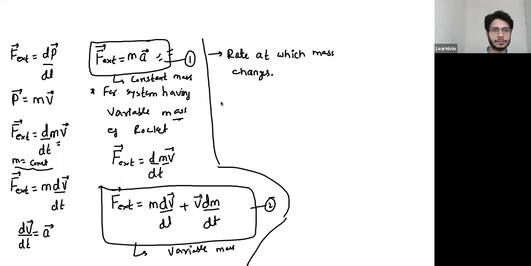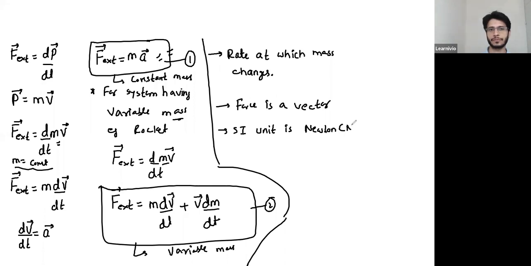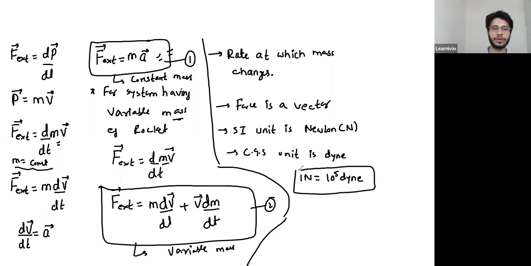Okay, the next is force is a vector. It's a vector quantity. Its SI unit is Newton. CGS unit is dyne. That's the relation between Newton and dyne: 1 Newton is 10 raised to the power of 5 dyne.